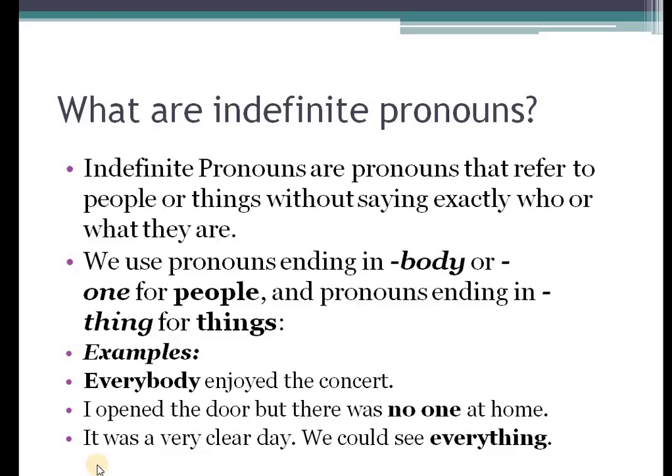So quickly, let's recap. An indefinite pronoun is a pronoun that does not refer to a specific person or thing. When they end with body or one, they refer to people. When they end with thing, they refer to things. For example, everybody, no one, everyone, and if we're talking about things, everything.